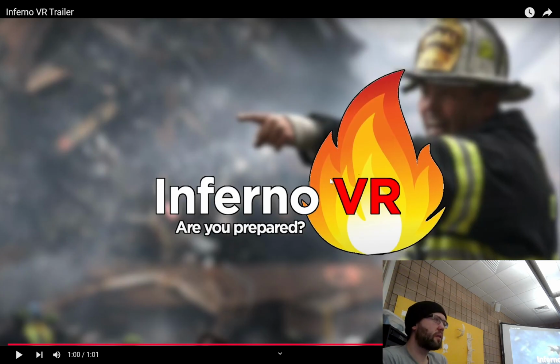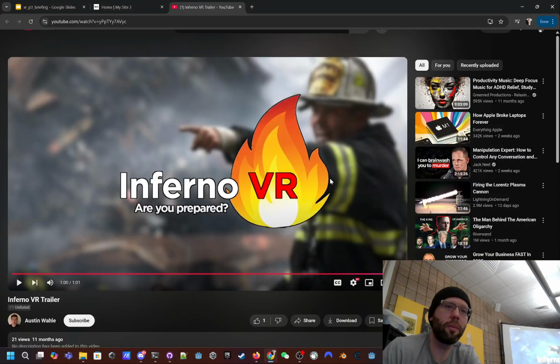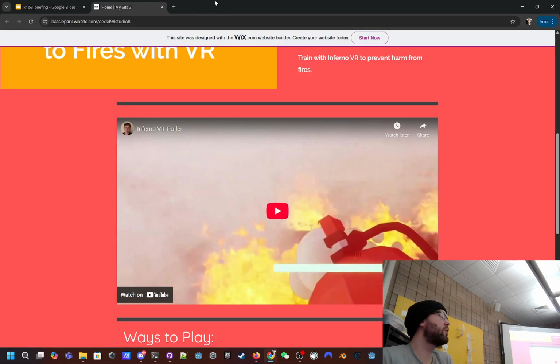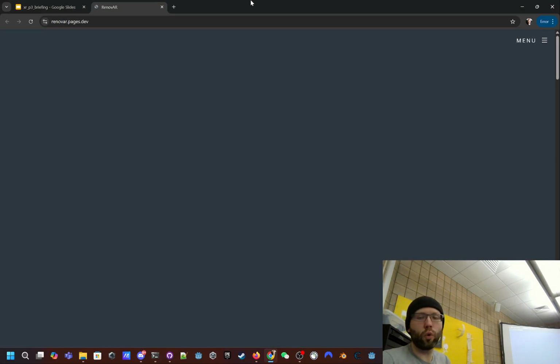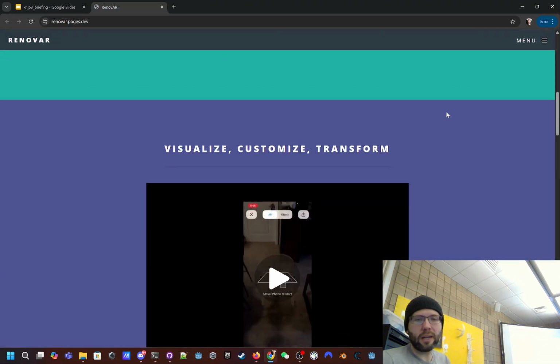So there's some other nuances in there that the software teaches you about. Things you shouldn't do, right? You shouldn't be too aggressive when you're trying to fight the fire with that fire extinguisher, okay? So pretty cool stuff. Let's look at Renov AR. This one might be one of the most technically impressive that we've ever seen. This allows you to use the Meta Quest Pro to basically replace the walls and the furniture and objects in the environment around you. So renovate your room in AR. Let's take a look.